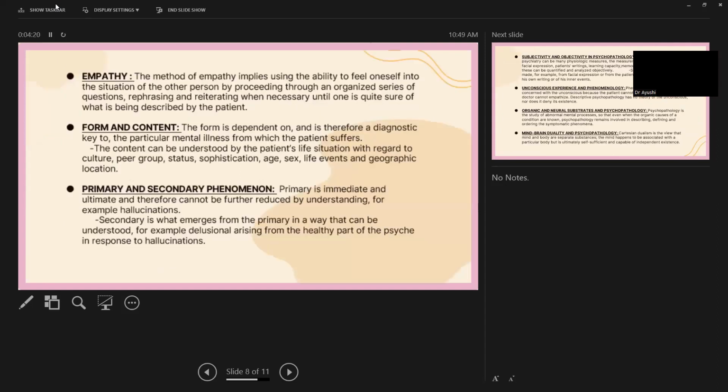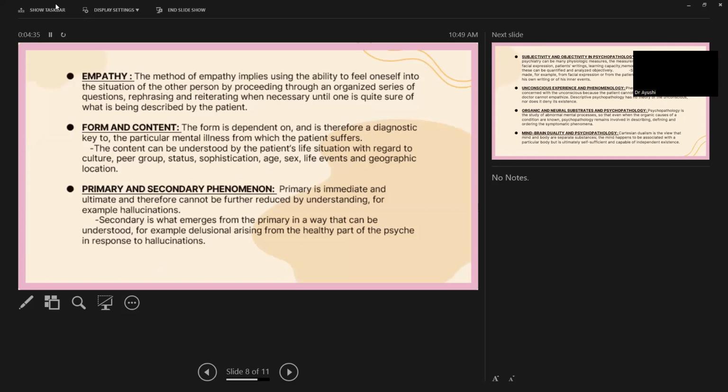Empathy. The method of empathy implies using the ability to feel oneself into the situation of the other person by proceeding through an organized series of questions, rephrasing and reiterating until one is quite sure of what is being described by the patient. Form and content.